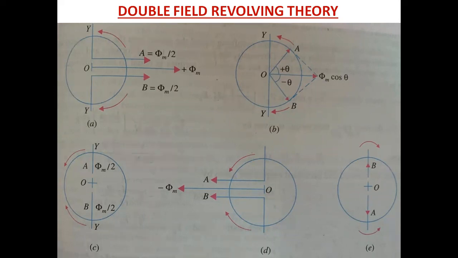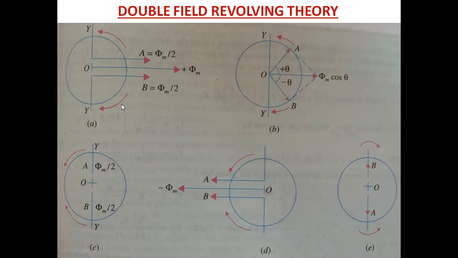We are assuming that the maximum flux is phi m. It has two components of flux, A and B, each equal to phi m by 2. The total flux is phi m and each component is phi m by 2. These are revolving in anti-clockwise and clockwise directions respectively: A anti-clockwise and B clockwise.